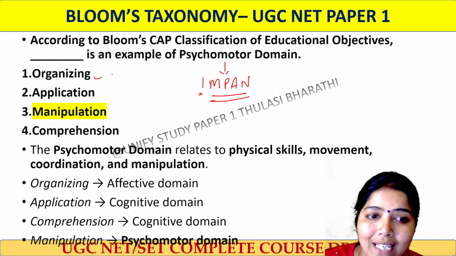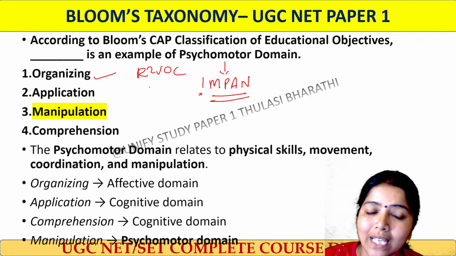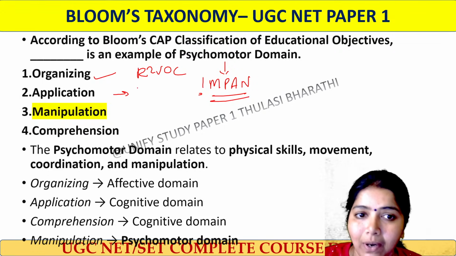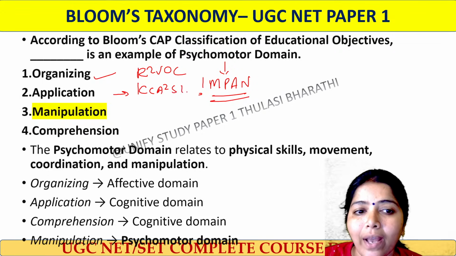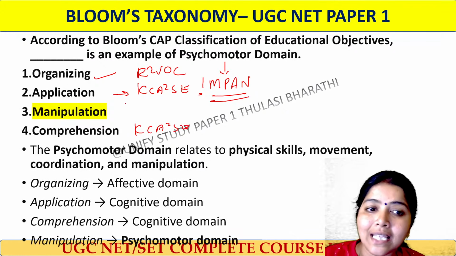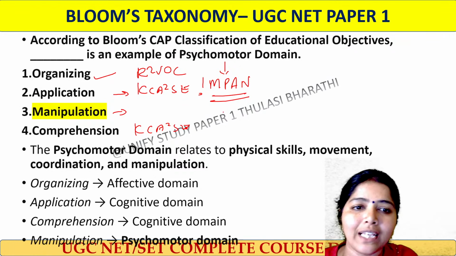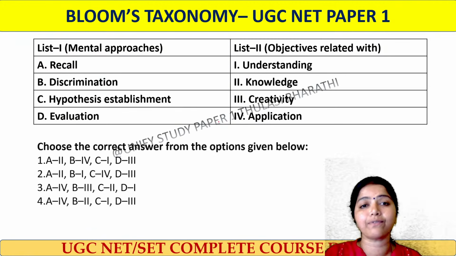Here organizing talks about affective domain, that is R squared VOC, and here application talks about cognitive domain, KCA squared SC. And comprehension also comes under what domain? Cognitive, KCA squared SC. This manipulation comes under psychomotor, IMPAN. Good? Yes, next question. This is a different question.